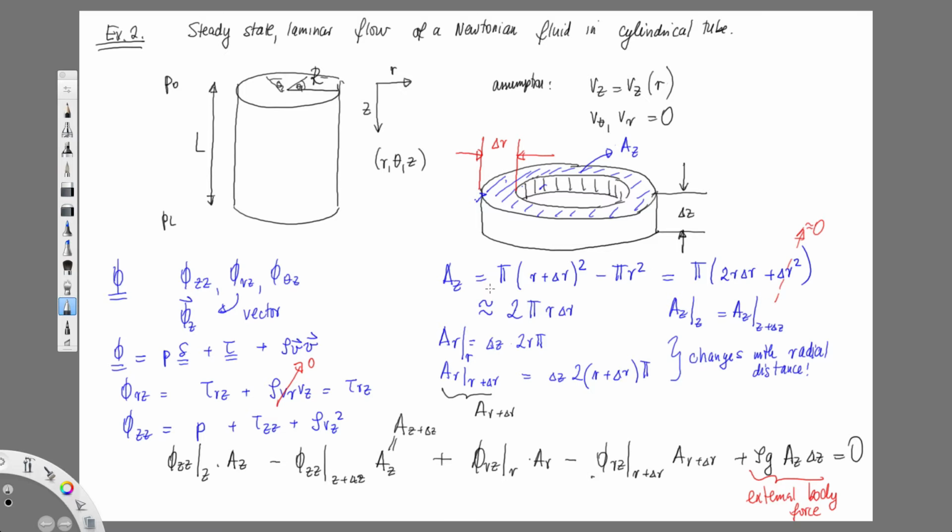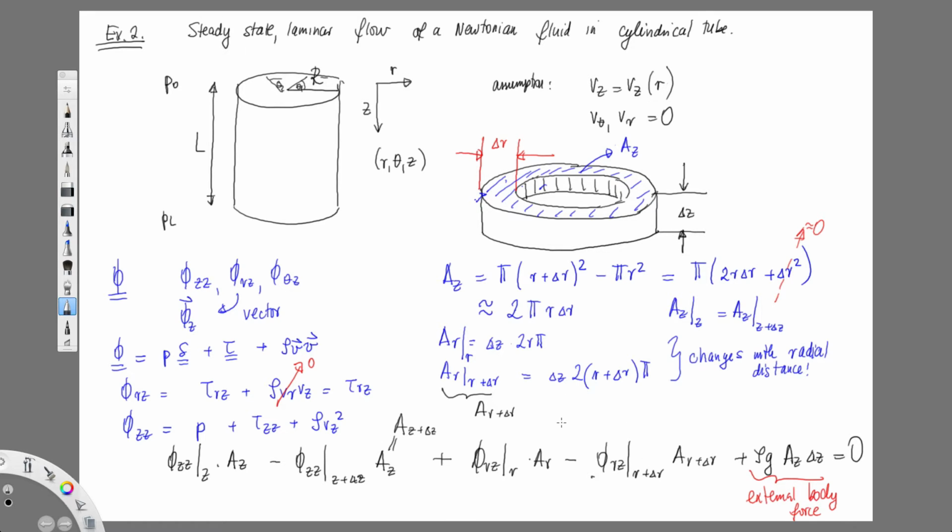Okay? Then when I actually look at the areas in r direction, the area at r versus the area at r plus delta r are two different areas. Okay? So I have this perimeter times delta z as their area. So that's basically this area on the side of a cylinder. So basically my area at r is delta z times 2πr, but my area at r plus delta r is delta z times 2π(r plus delta r). Okay? So those are two different areas, and that often causes a little bit of issue in solving the problems.